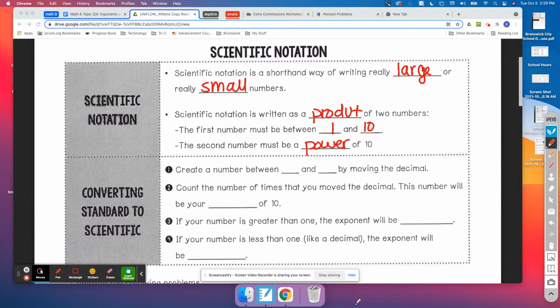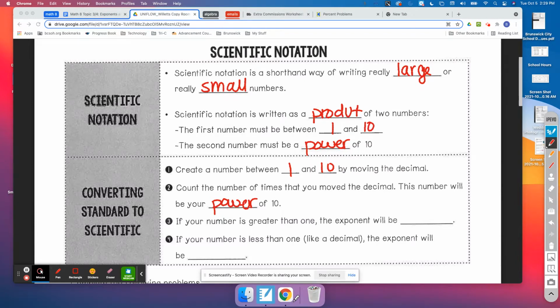So we're going to first talk about how to convert between standard to scientific. We're going to create a number between 1 and 10 by moving the decimal. First we're going to count the number of times that you move the decimal. This number will be the power of 10.